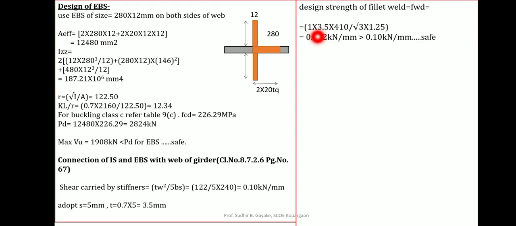1 mm in length into throat thickness 3.5 into 410 divided by root of 3 into 1.25. So almost we are getting 0.662 kilonewton per mm. So this value is greater than 0.10 kilonewton per mm, and therefore it is safe in your welding also. So in the case of the last numerical, you need to calculate the shear stress at the junction, and here according to the IS code they have mentioned the value of shear stress for the junction between your flange and stiffener portion, and according to that only the weld size is decided.